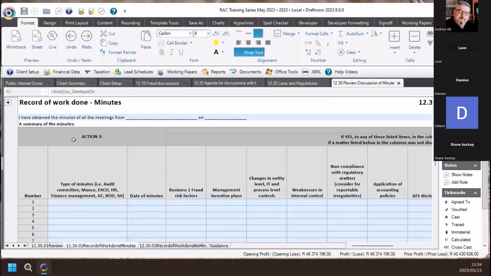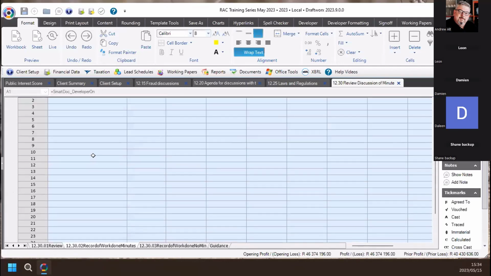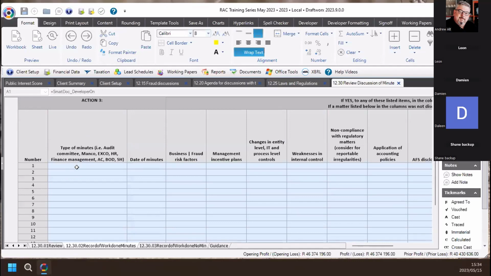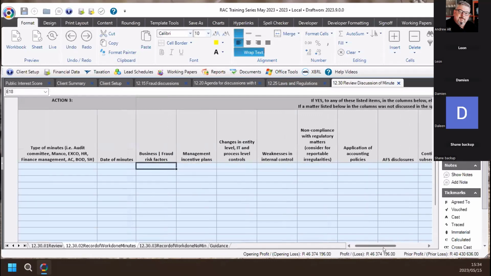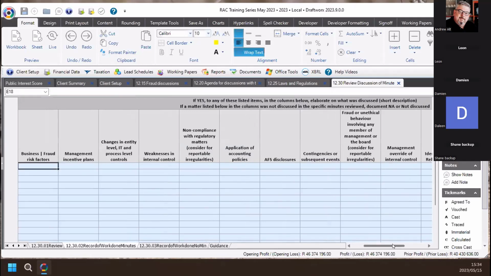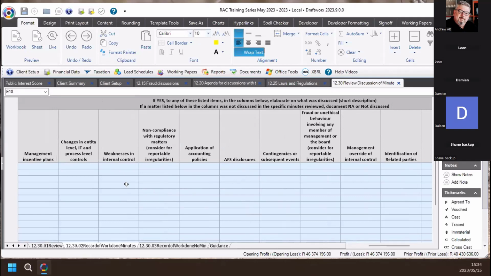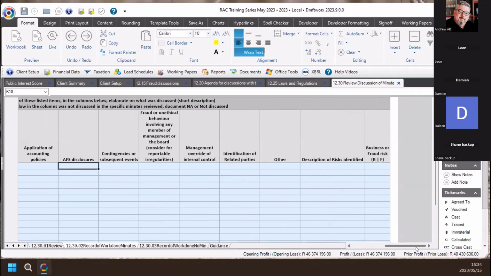Now, in a case where there are minutes, you can document the summary in this working paper. So what type of minutes, what's the date of the minutes, and what issues were identified? Did you see issues around business and fraud risk factors? We say put a little bit of a description in here. Obviously, folks, there's not a lot of space provided. So you might want to create a hyperlink to a working paper where you've got more detailed information, especially if what is being discussed is very pertinent and important. Again, we ultimately get to a point of, are we raising any risks at the end of the day?